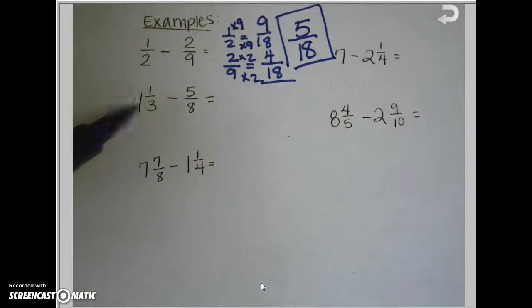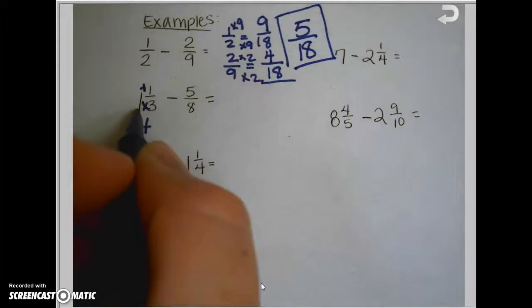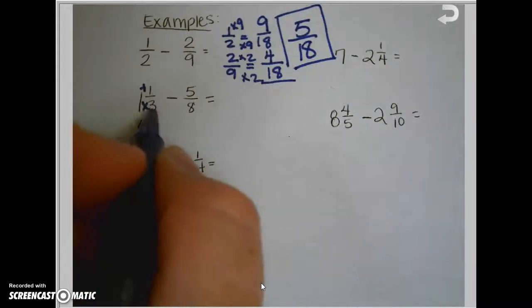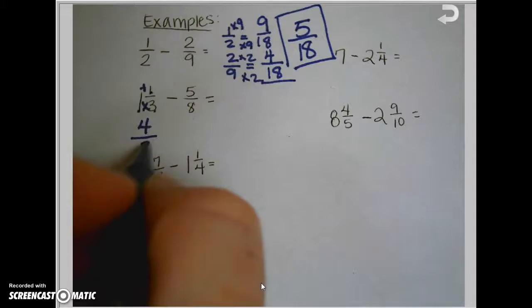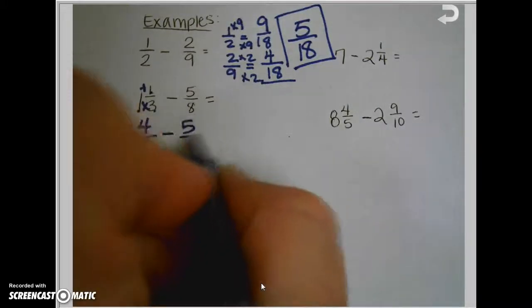I'm going to make it an improper fraction. So I say 3 times 1 is 3, plus 1 is 4. I call that Texas, because it looks like a T and an X. 3 times 1 is 3, plus 1 is 4. So 4/3 is the same thing as 1 and 1/3. And I'm going to take away 5/8.